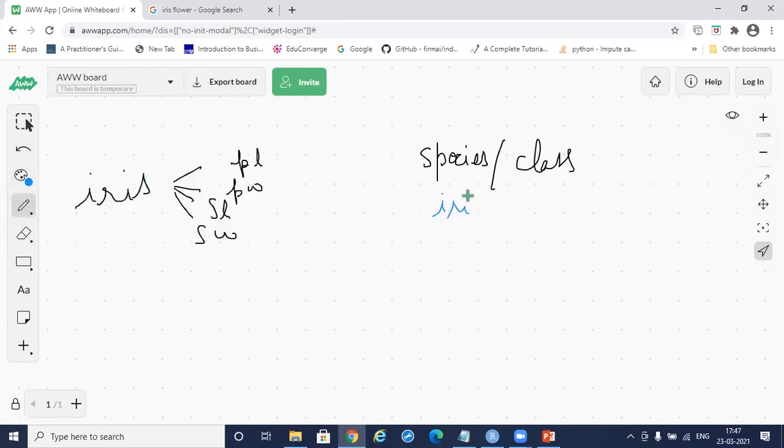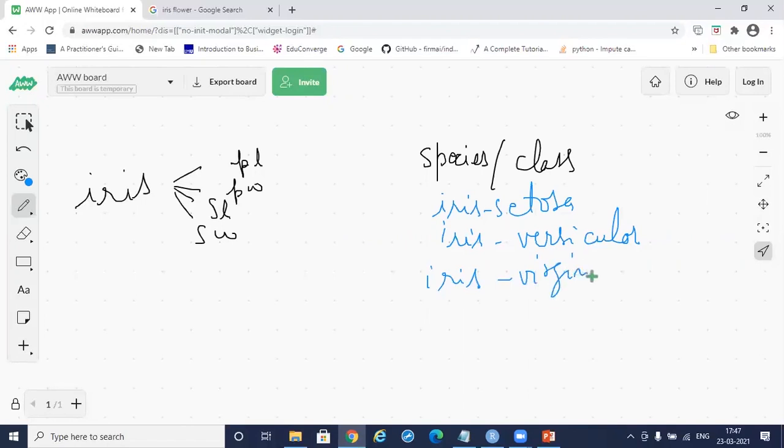Iris setosa is one of the classes. Iris versicolor is the second species. Iris virginica. So setosa, versicolor, and virginica. These 3 species are there. So we can call these species.